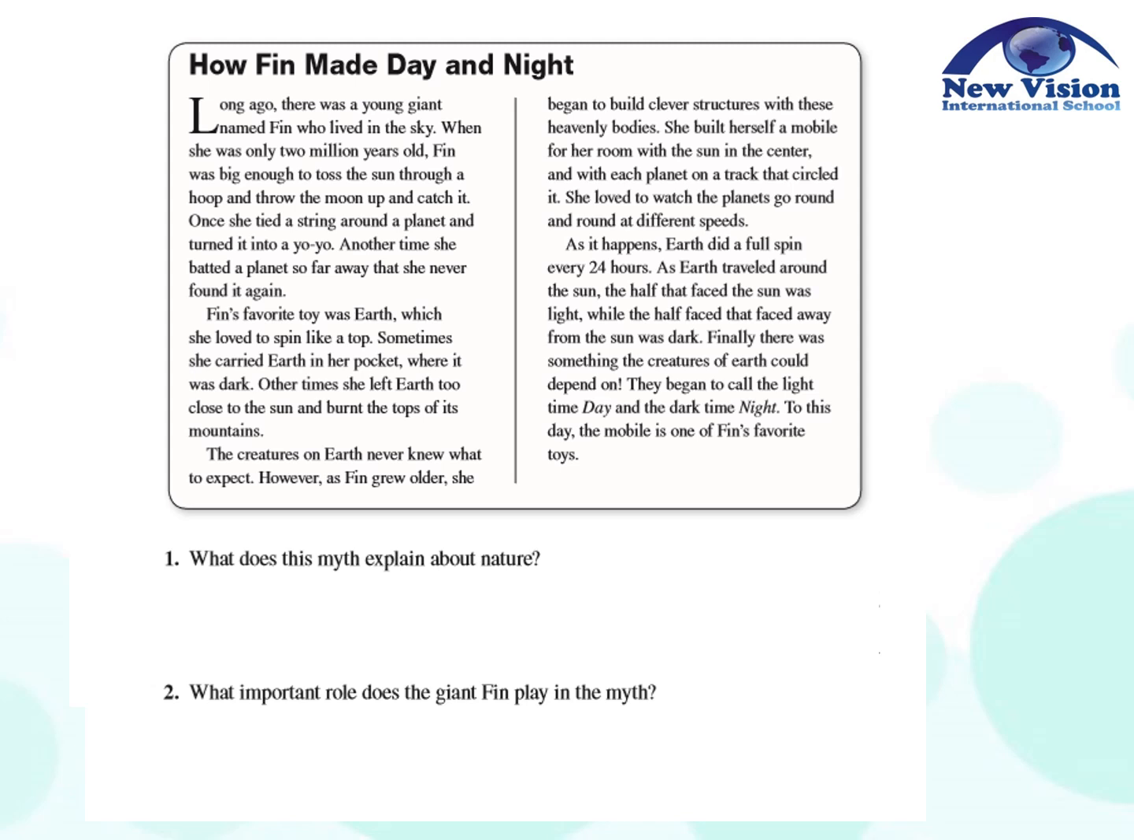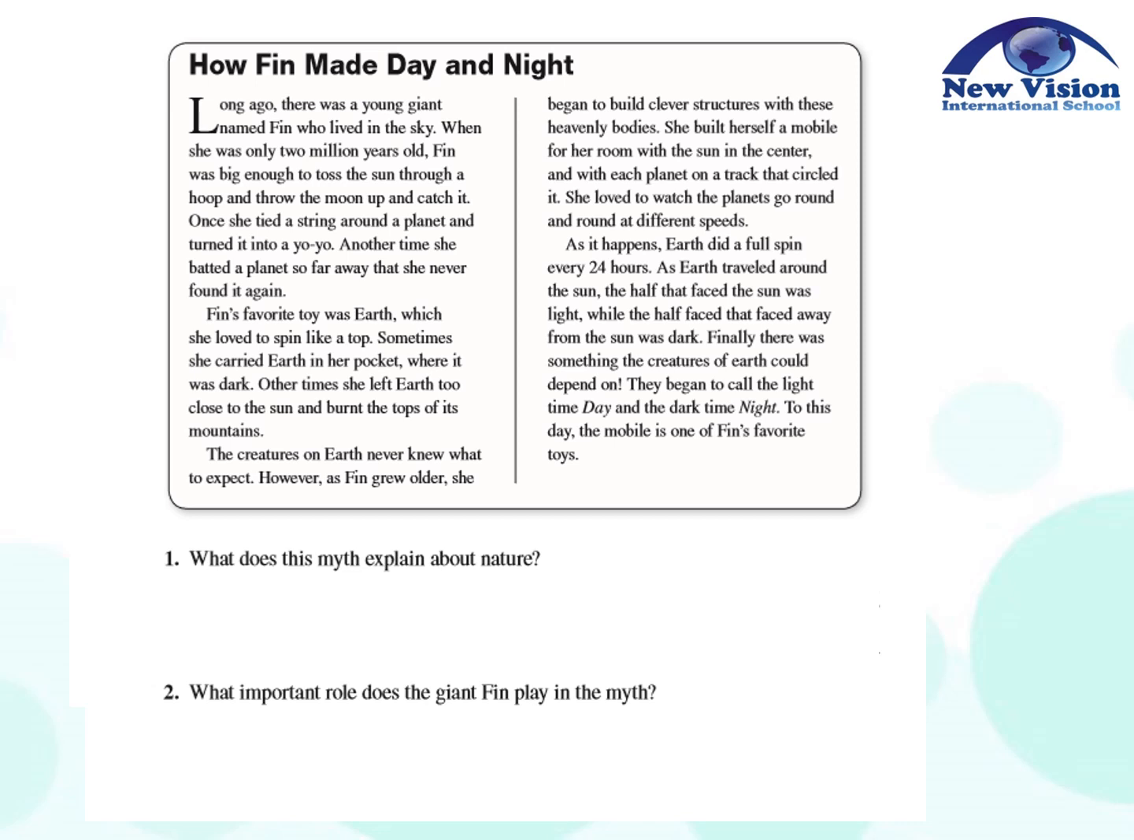Long ago, there was a young giant named Finn who lived in the sky. When she was only 2 million years old, Finn was big enough to toss the sun through a hoop and throw the moon up and catch it. Once, she tied a string around a planet and turned it into a yo-yo. Another time, she batted a planet so far away that she never found it again. Finn's favorite toy was Earth, which she loved to spin like a top.